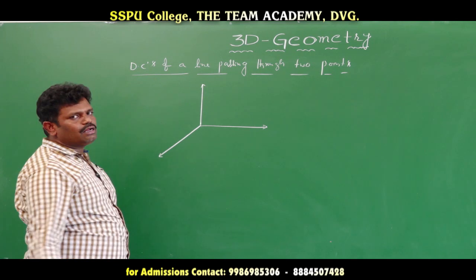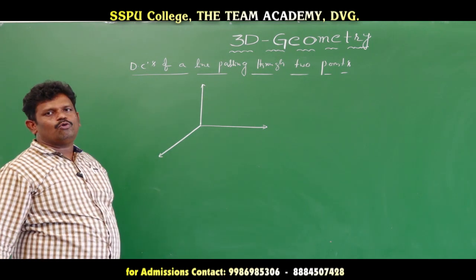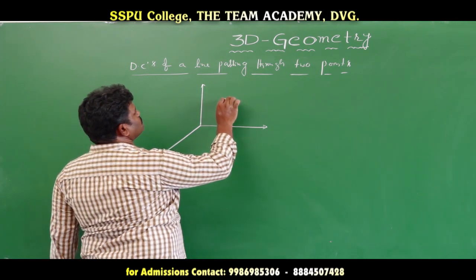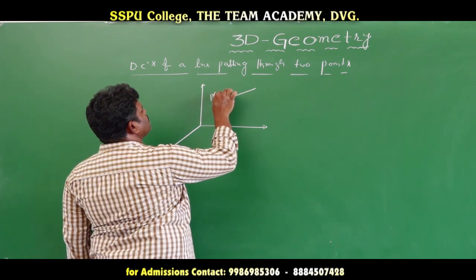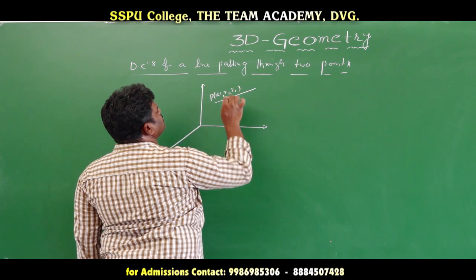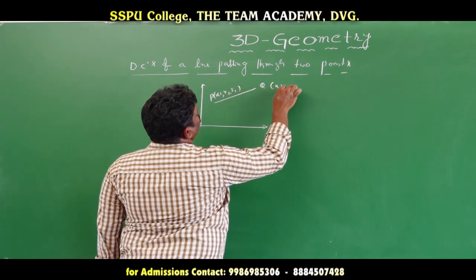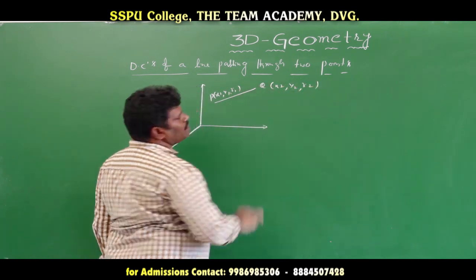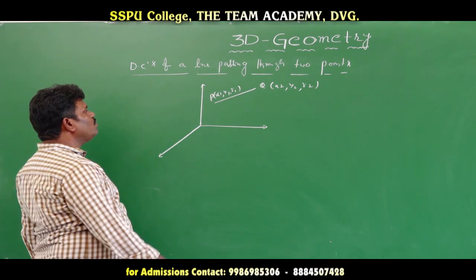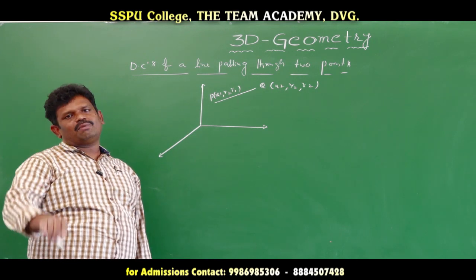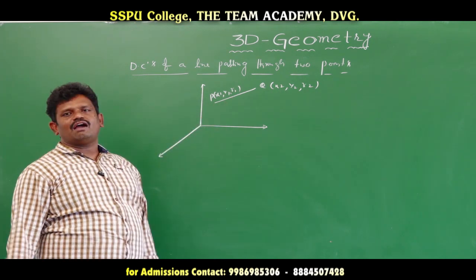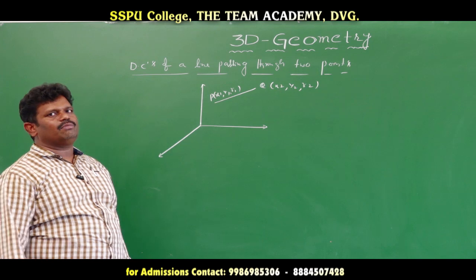So right here, if you draw the rectangular coordinate system, the line passes through how many points? 2 points. Suppose this is the line passing through 2 points, P with coordinates x1, y1, z1, and Q with coordinates x2, y2, z2. Now this PQ line has the direction cosines L comma M comma N.